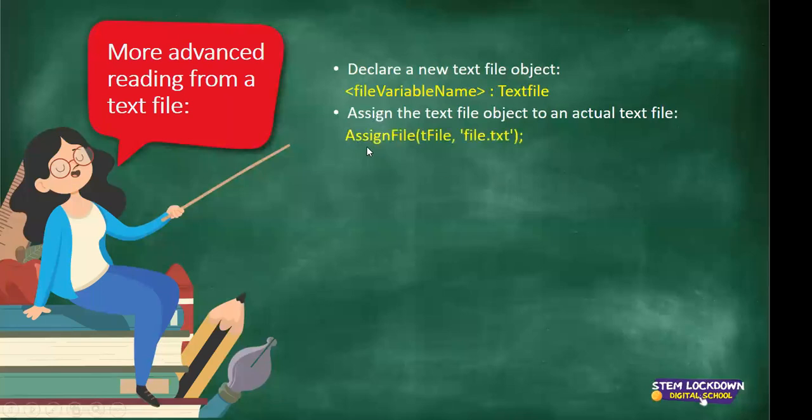Okay, so it looks like this. It's assign file. The first parameter is your file object, your text file object, comma, the name of the actual text file. Now just note that this procedure doesn't actually go and open the text file yet. It just makes an association. It just says, from now on, if I do something with T file, I will be doing something else with my file.txt. I haven't opened it yet.